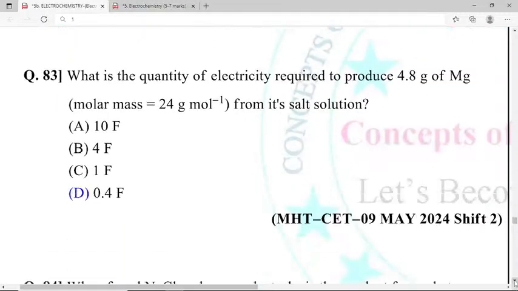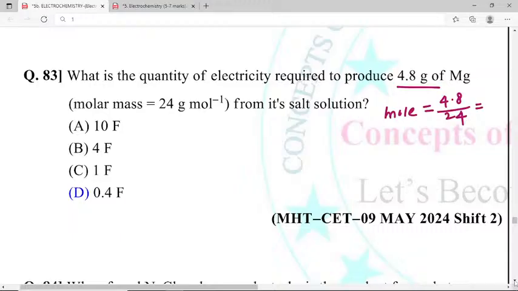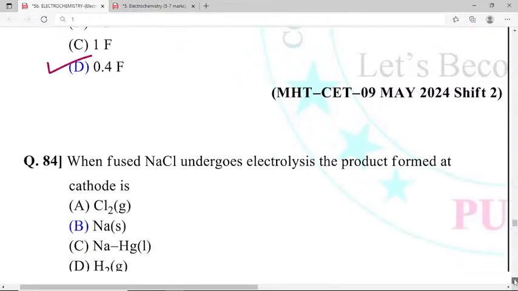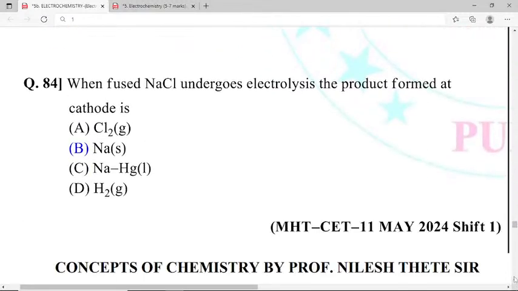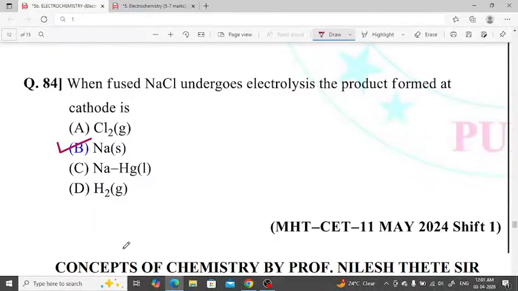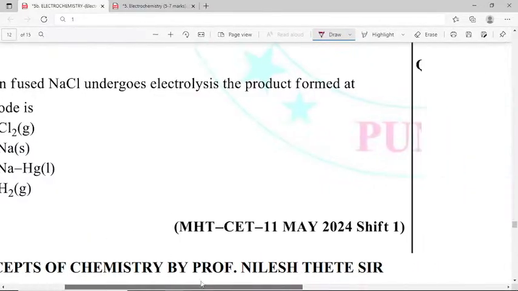What is the quantity of electricity required to produce 4.8 gram magnesium? So convert to mole, mole is equal to 4.8 divided by 24, which is equal to 0.2 mole. Get it? 0.2. So 0.4 farad is your answer. When fused NaCl undergoes electrolysis, sodium is deposited at cathode.